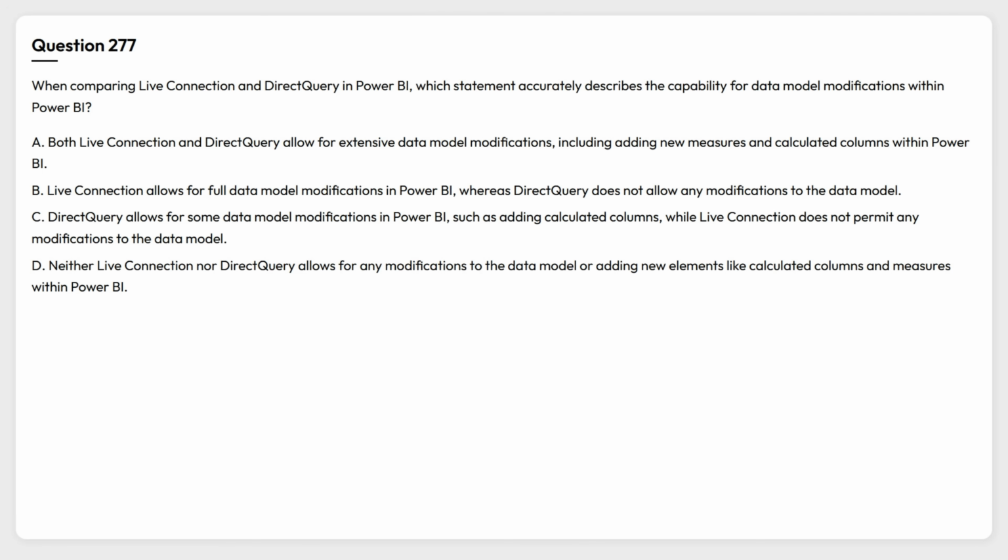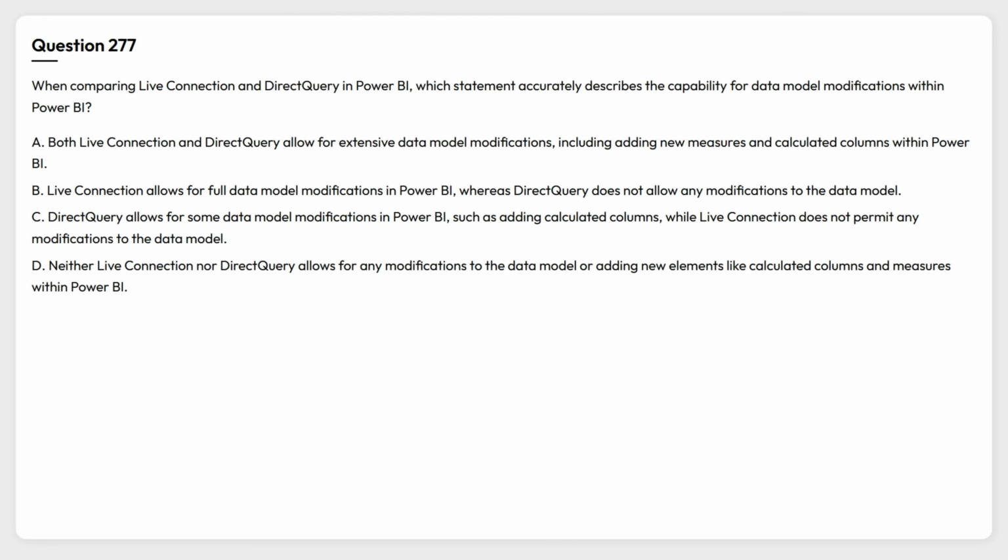Question number 277. When comparing live connection and direct query in Power BI, which statement accurately describes the capability for data model modification within Power BI? Option A, both live connection and direct query allow for extensive data model modification, including adding new measures and calculated columns within Power BI.